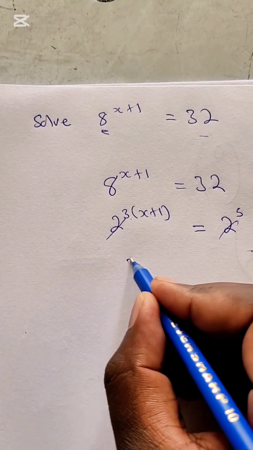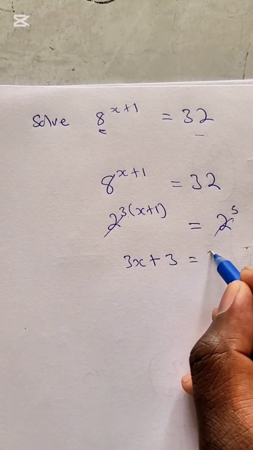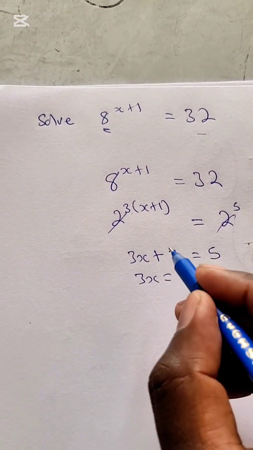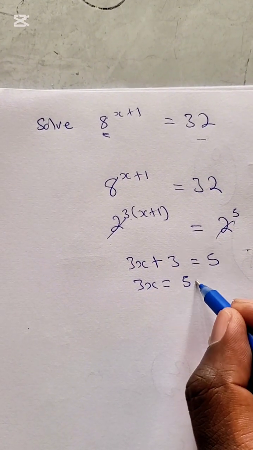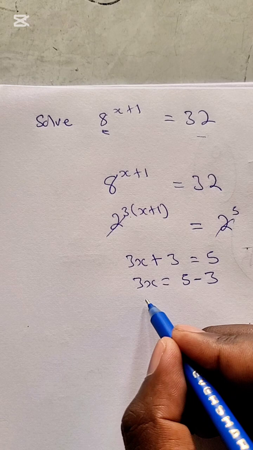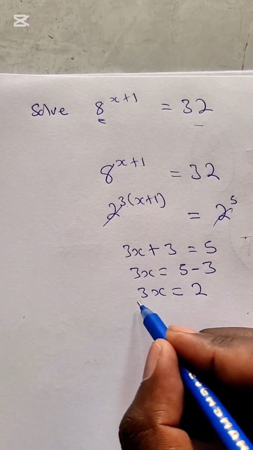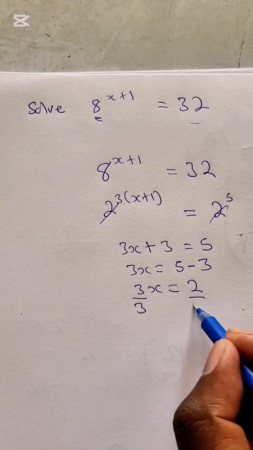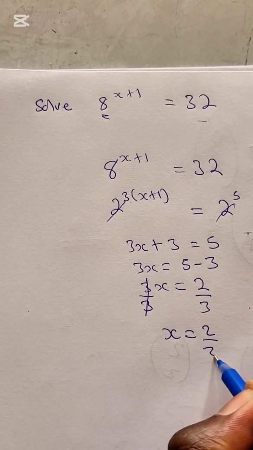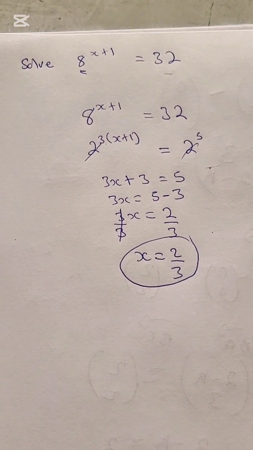So 3 multiplied by x, that's 3x, plus 3 times 1, that's 3, is equal to 5. So 3x is equal to 5. The 3 goes to the other side as negative 3, so 3x is equal to 2. Divide both sides by 3, so x is 2 over 3. That's the value of x.